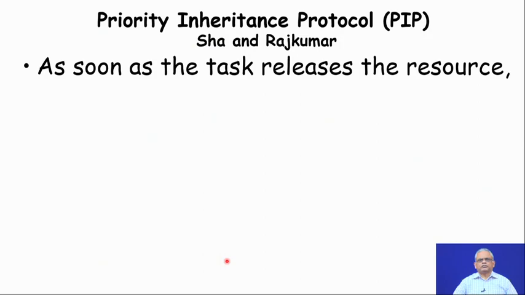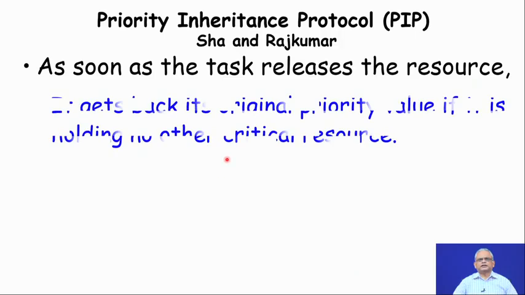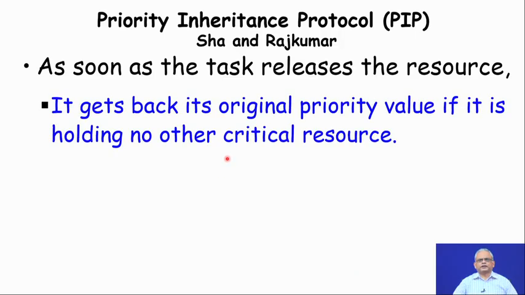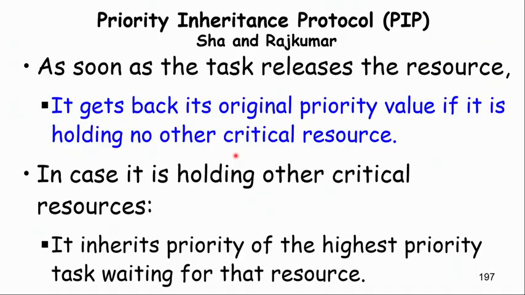But then once the low priority task completes its usage of the resource, it gets back to its older priority. The low priority task again becomes low priority, its priority value changes once it releases the resource, unless it is holding other critical resources. In the critical section with a high priority task waiting, it inherits the priority of the high priority task that is waiting, and as soon as it releases the resource, it gets back its original priority.